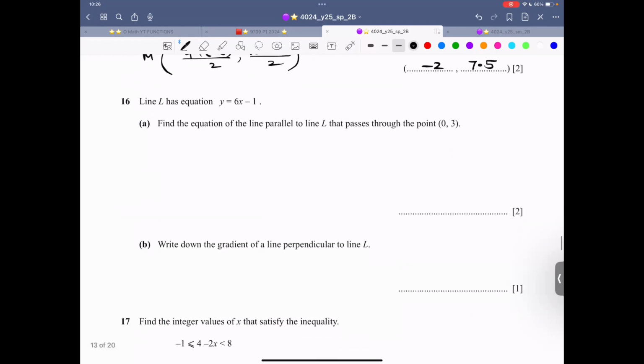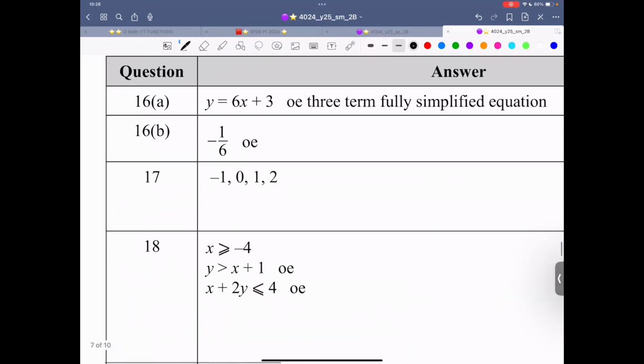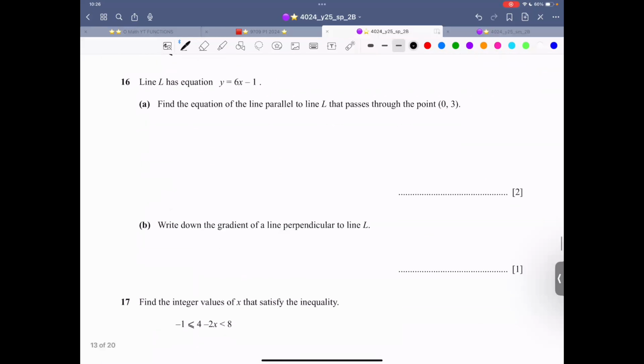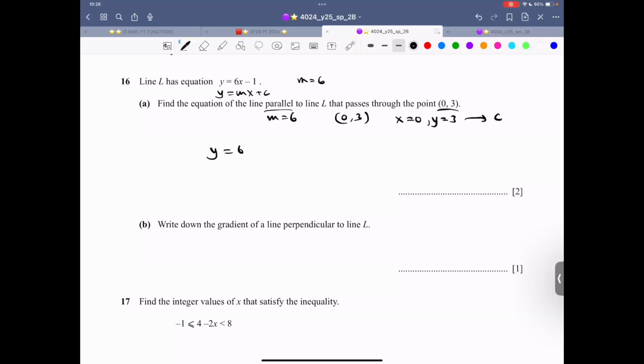Let's move on. The line L has this equation such and such. Find the equation of the line parallel to L. y equals mx plus c. m is 6. If it's parallel, m is 6. It passes through the point (0, 3). When x is 0, y is 3. This 3 is the y-intercept. y equals 6x plus 3.